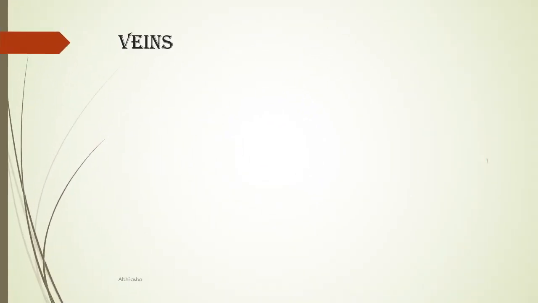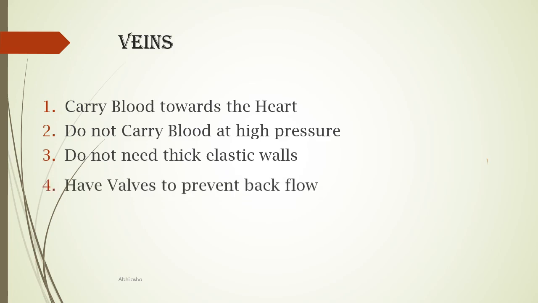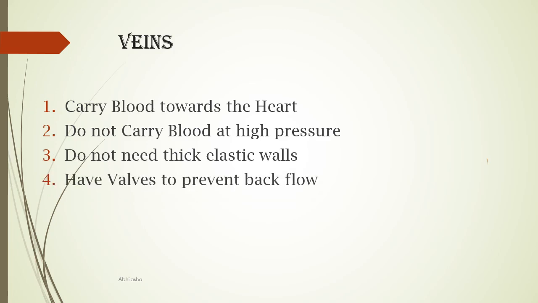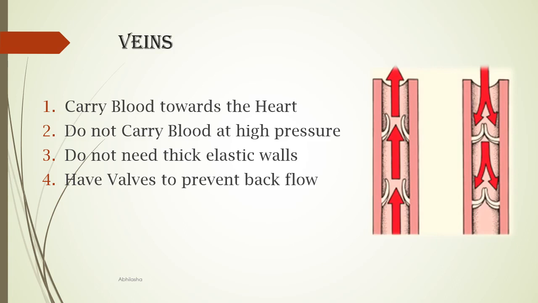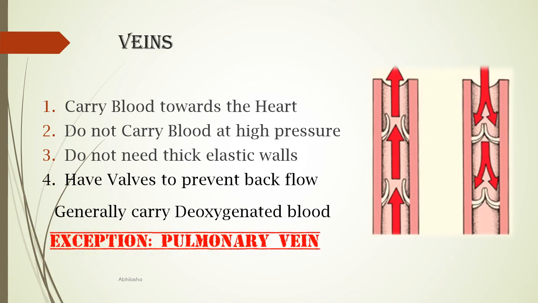In contrast, we have veins. Veins carry blood towards the heart. They do not carry blood at high pressure. They do not need thick elastic walls since the blood in the veins is at much lower pressure. And they have valves to prevent backflow. Veins do not need thick walls, but they do need valves. This is to prevent the backflow of blood. Generally, the veins carry deoxygenated blood. Again, there is an exception, the pulmonary vein, which brings oxygenated blood from the lungs into the heart.